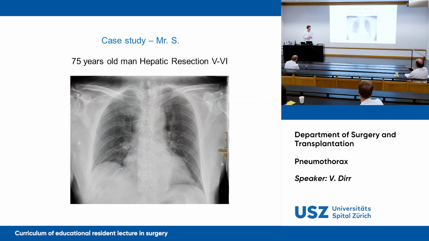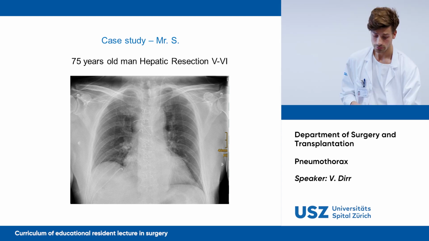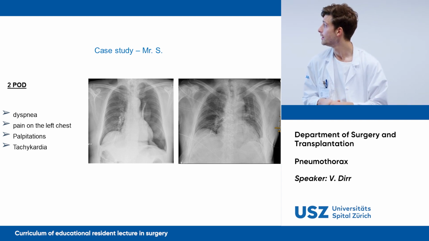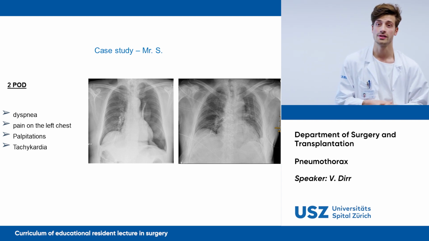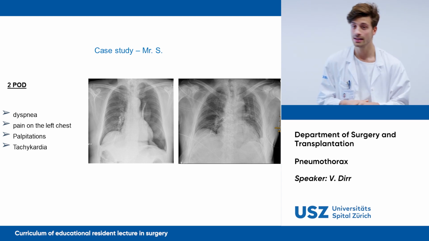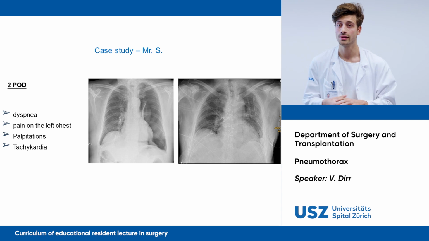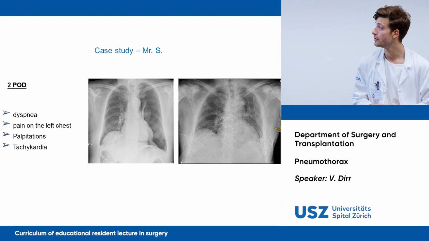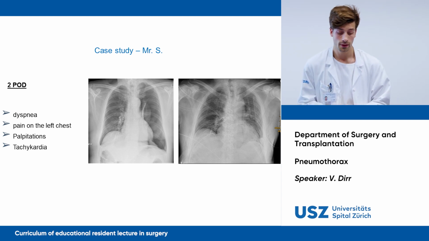So I also brought here a case study from a person who underwent surgery at this department. It was a 75-year-old man who underwent a hepatic resection. A chest radiograph is usually done after surgery to identify the correct position of the central line and the absence of a pneumothorax, which was done this time. And then 2 days after, he developed severe dyspnea, pain on the left chest, palpitations, and tachycardia. Therefore, we decided to go for another chest X-ray, and we could see in the first picture a large pneumothorax on the left side, and therefore decided to go for a chest drain in order to eliminate the problem, which has then been done.